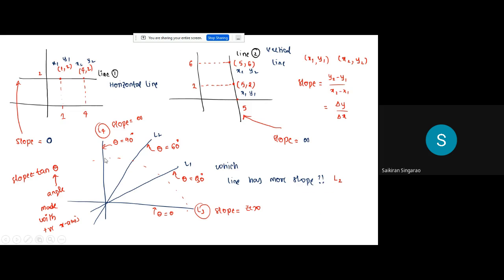Now I forgot to tell you one more thing. Let me draw one more line here. Say this angle is obtuse or acute. Is it an acute angle or an obtuse angle?